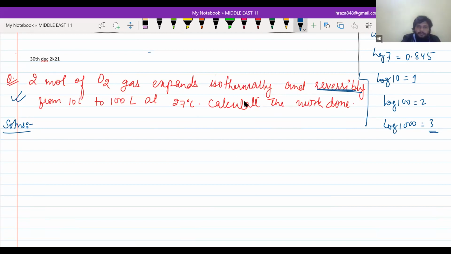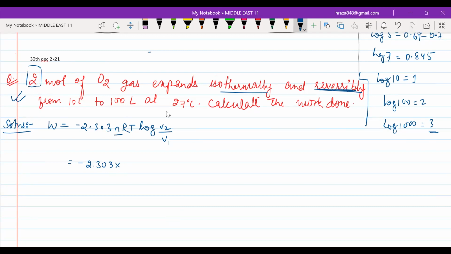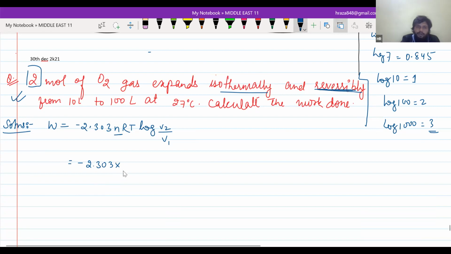So, here it is isothermally and reversibly. So we are going to apply the formula for work done in reversible process, which is minus 2.303 nRT, and then log V2 upon V1. What is the value of n? That is given in the question, 2. What is the value of R you are going to take? 8.314. The value will be calculated in joule.